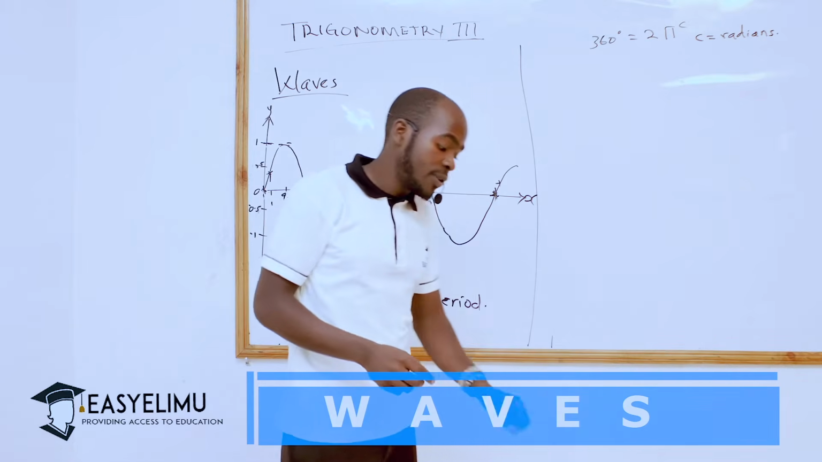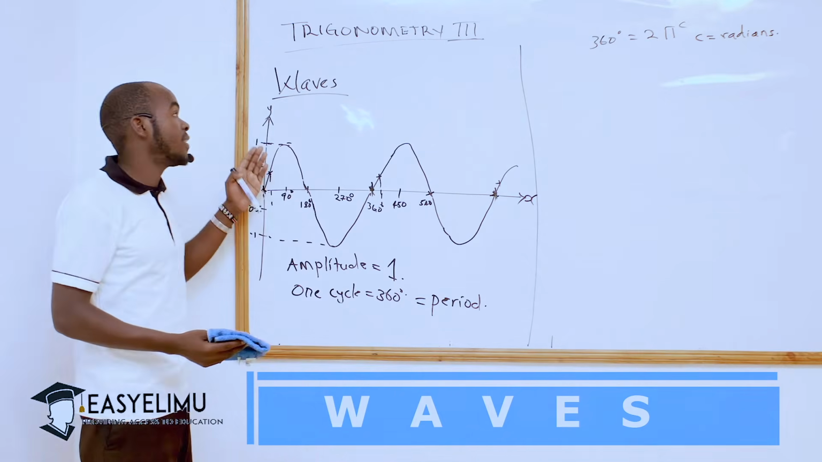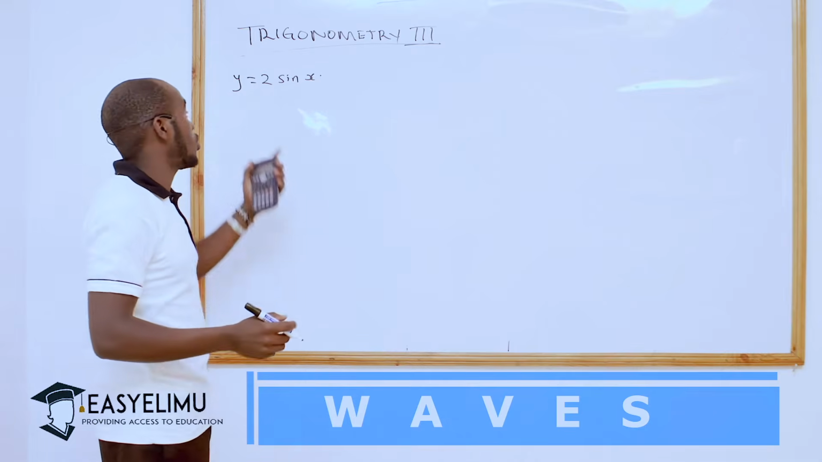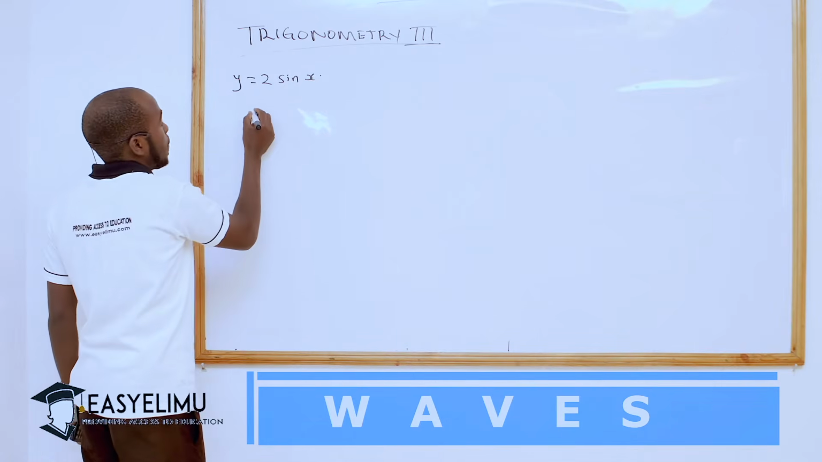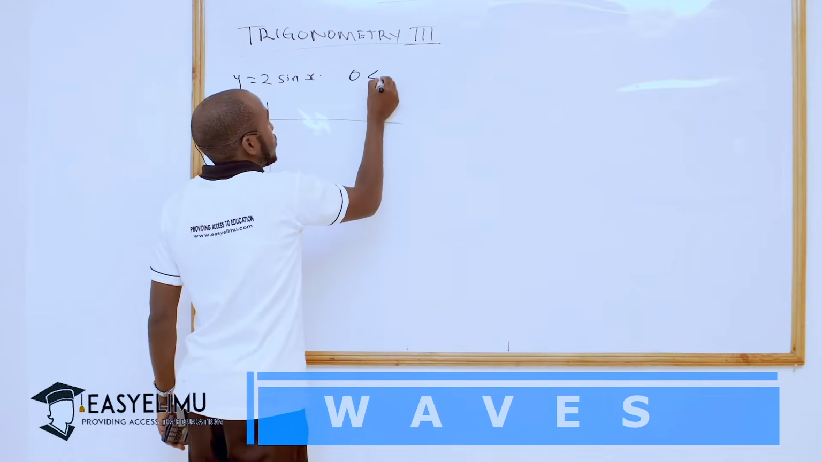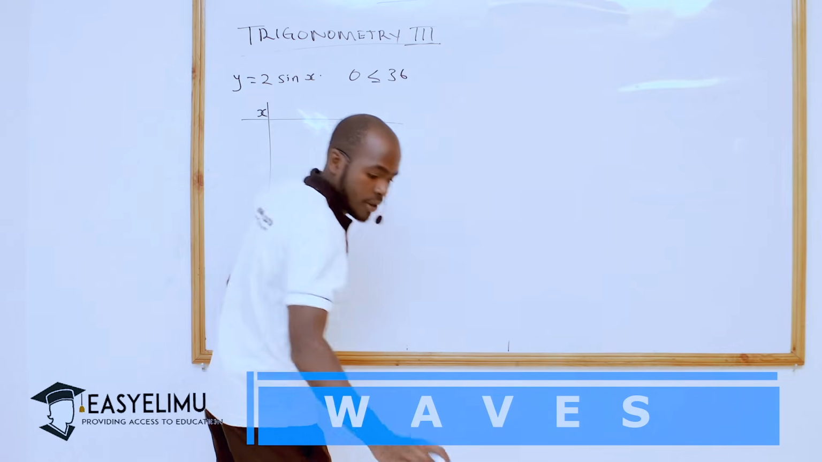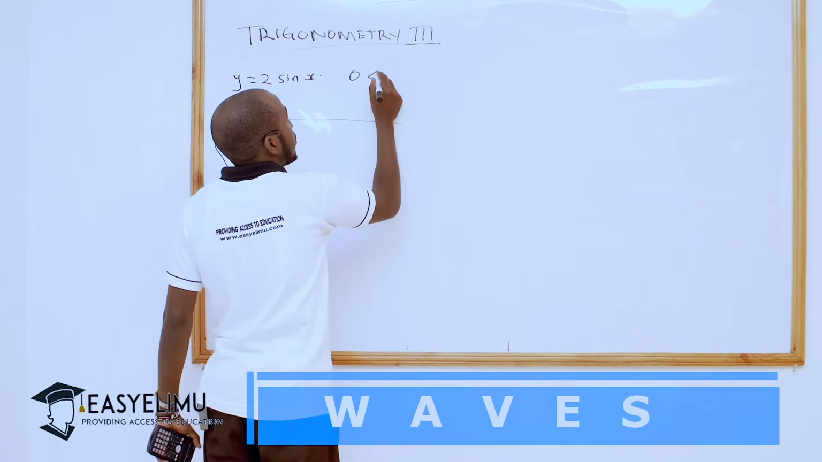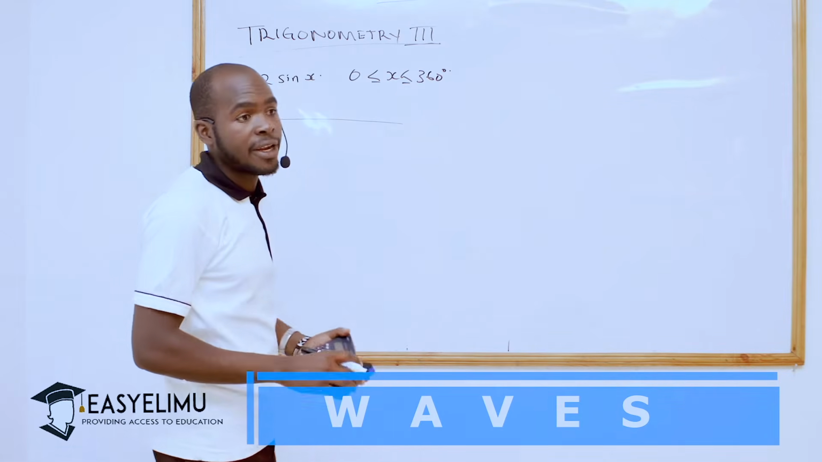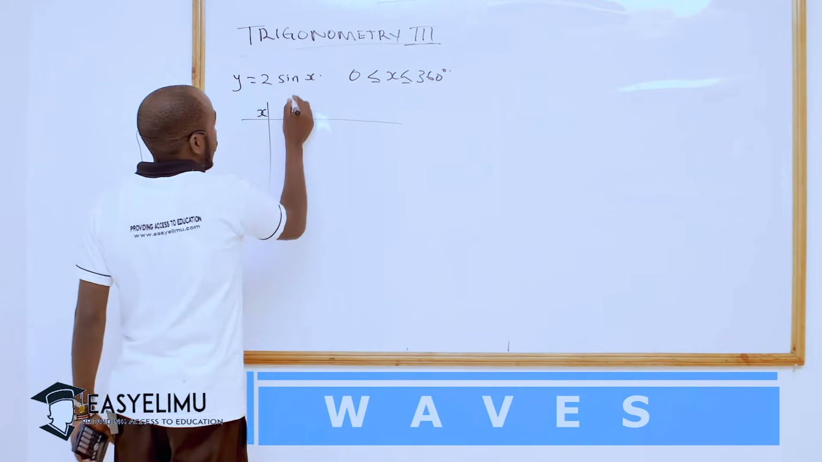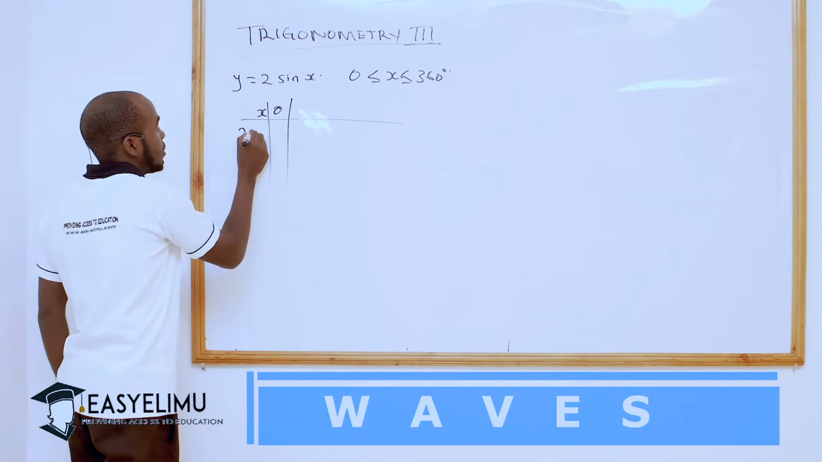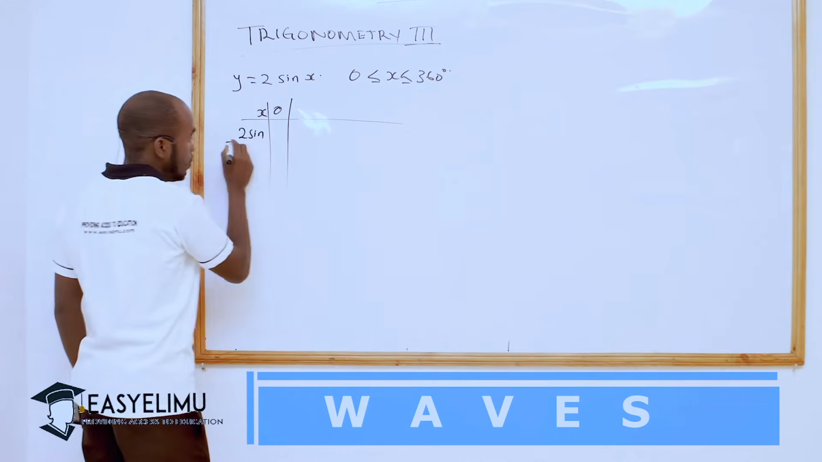Let's see some examples which can be linked to this kind of waves. For example, if you are given that y equals 2 sine x, then let our x be an angle running from 0 to 360 degrees. It can be 2 pi radians or 360 degrees. We can select any part of the angle, and start with 0.